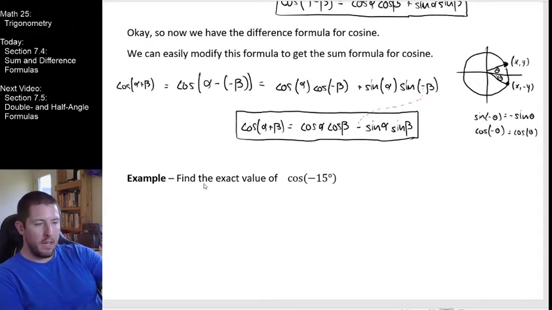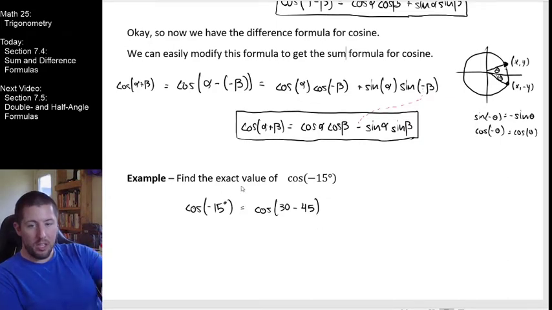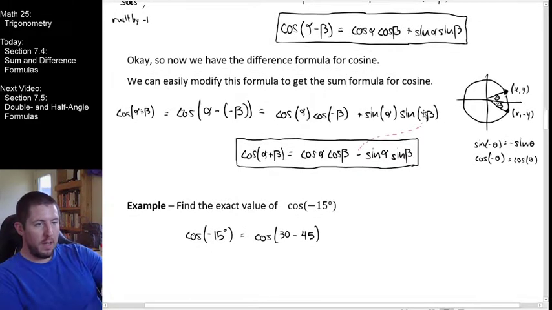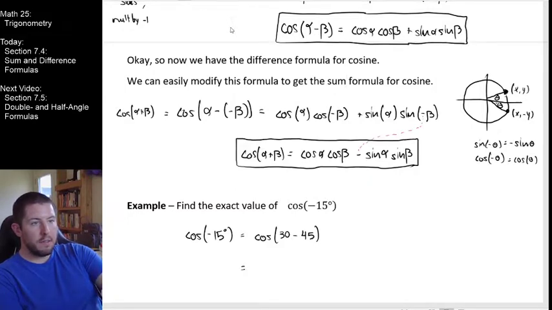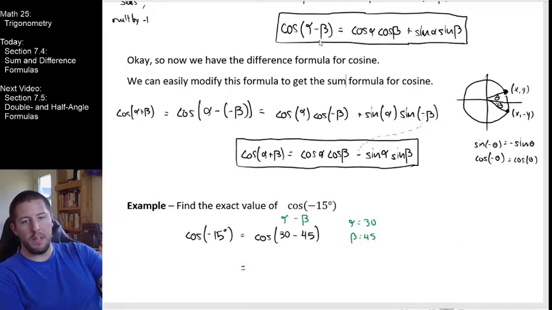But what I'm recognizing here is it seems like I can write cosine of negative 15 degrees. One way that I could write that is the cosine of 30 degrees, which I know about, minus the angle 45 degrees. And now this looks like an expression that I can use my difference formula on. So I'm going to scroll up a smidge so I can see it here. It looks like I'm just following my difference formula now. I'm thinking of this as my alpha minus my beta right here. So it looks like alpha is 30 and beta is 45.